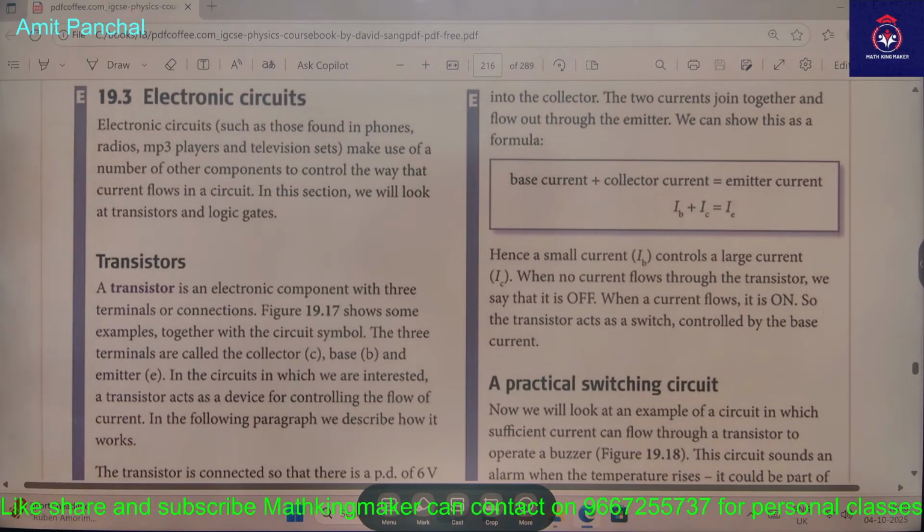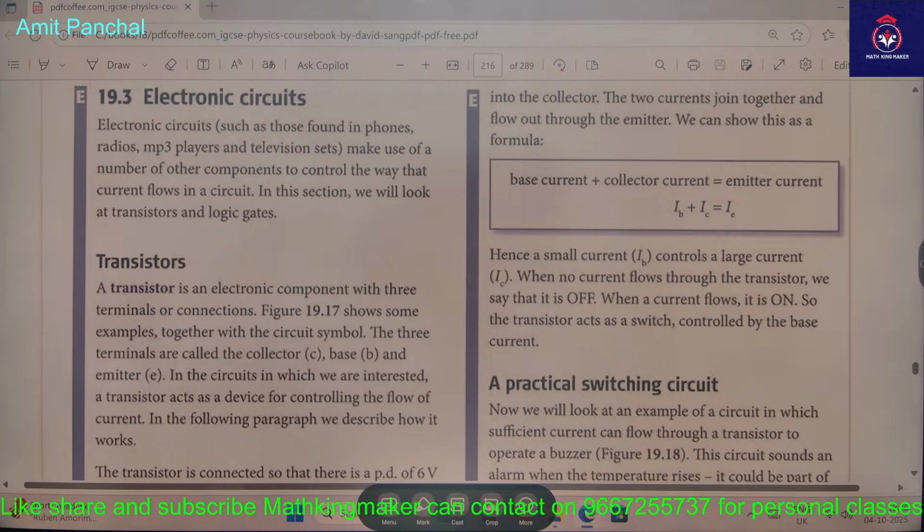Electronic circuits, what are electronic circuits? It's a combination of components, a combination of electric components. So there may be resistance, battery, capacitance, inductance. If you have a certain set of components that are connected together, that is said to be an electronic circuit.